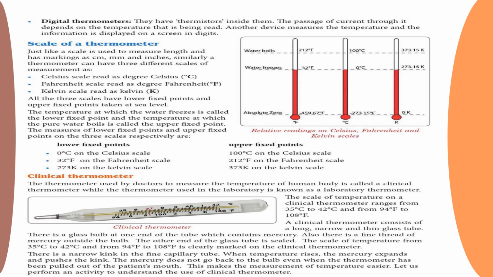When the thermometer bulb is removed from the mouth of a patient, this kink prevents the mercury level in the thermometer tube from falling on its own. Due to this, we can read the correct body temperature of the patient even after removing the thermometer bulb from his mouth. And after noting the body temperature, the level of mercury can be brought down by giving a jerk to the thermometer tube.